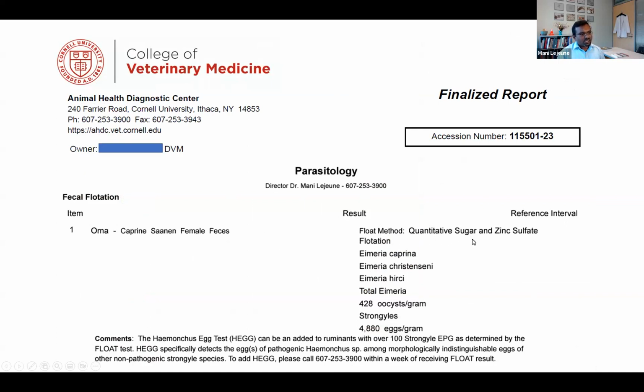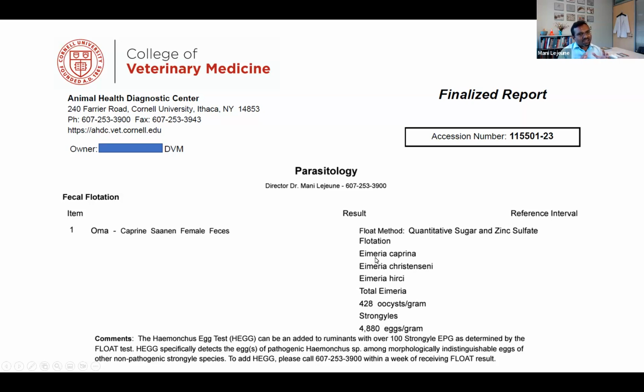And this is one example of a goat fecal examination where a client requested a float test, and we did the sugar and zinc sulfate flotation, and we found different Eimeria or coccidia, and the total count of all the Eimeria is mentioned here. So 28 oocysts per gram and strongyles, this number of 4,800.